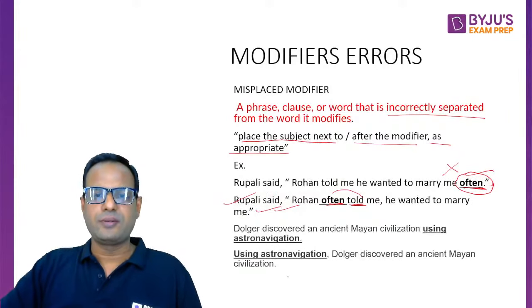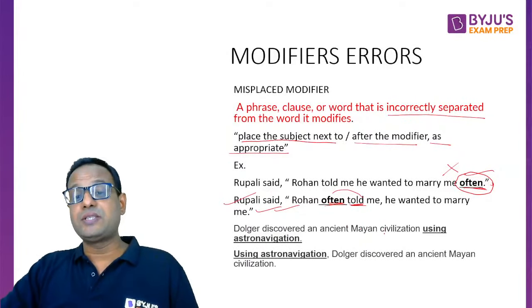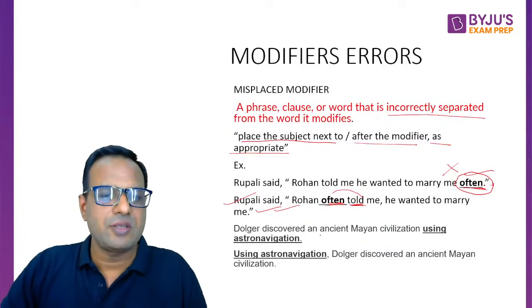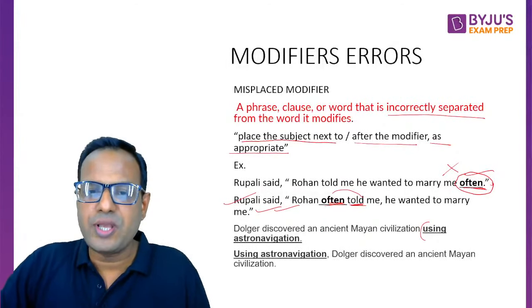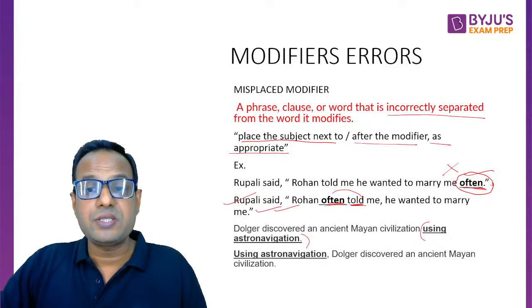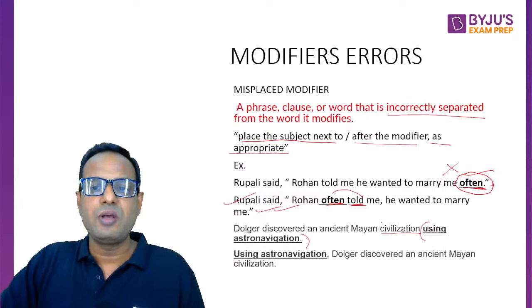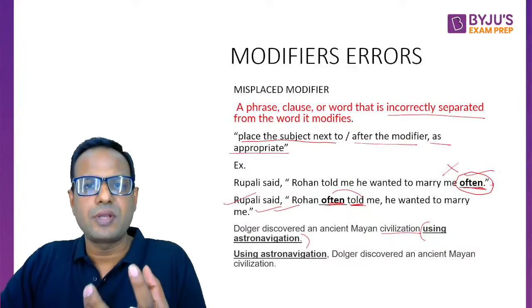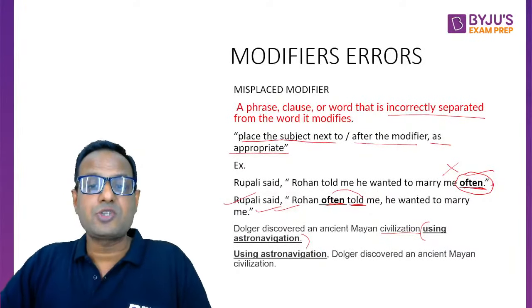Look at the next one. Dolger discovered an ancient Mayan civilization using astronavigation. Where is the modifier? The modifier is using astronavigation, right? And where is it placed? It is placed near civilization. So ask yourself a question. How can civilization use astronavigation? Can a civilization use astronavigation? Not at all. Look at the next one.